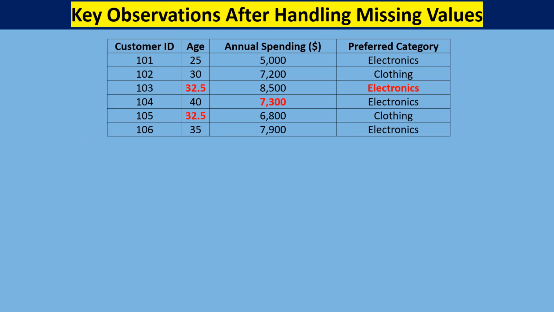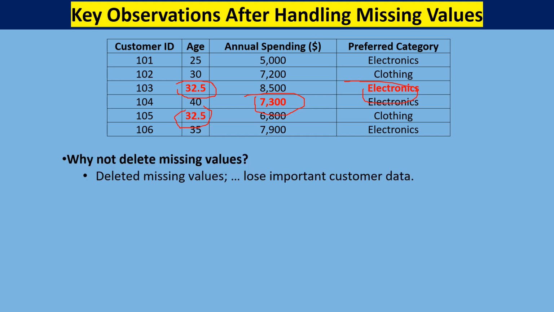So now, in the age column, missing values were replaced with 32.5, the median age, preventing distortion from outliers. Annual spending: missing values were replaced by 7,300, the mean spending, to maintain balance. And preferred category: electronics. Missing values were replaced with electronics, the most common category, for consistency.